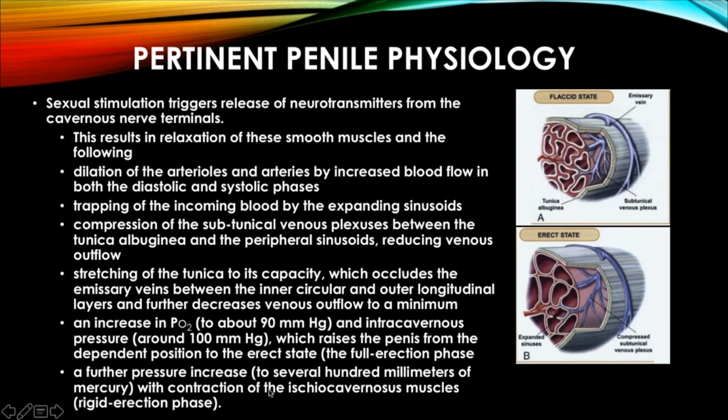There's a further pressure increase to several hundred millimeters of mercury with contraction of the ischiocavernosus muscles, and that gives you the rigid erection phase. So the penis can be full and it can be rigid. So that interplay of the ischiocavernosus muscle gives us the rigid erection phase. Now, many of you, this is not commonly seen during the penile duplex Doppler ultrasound because that requires significant stimulation.